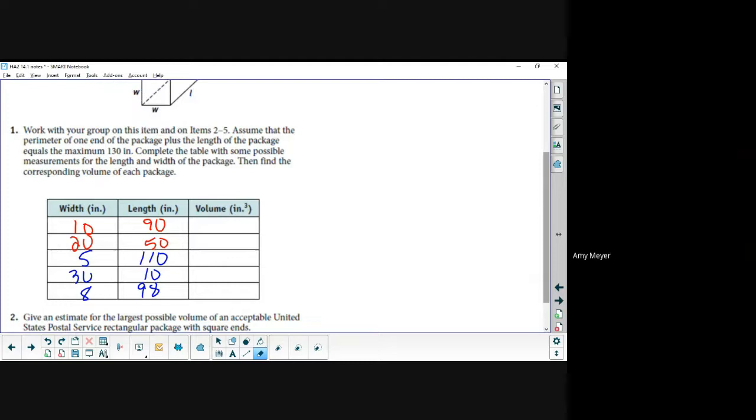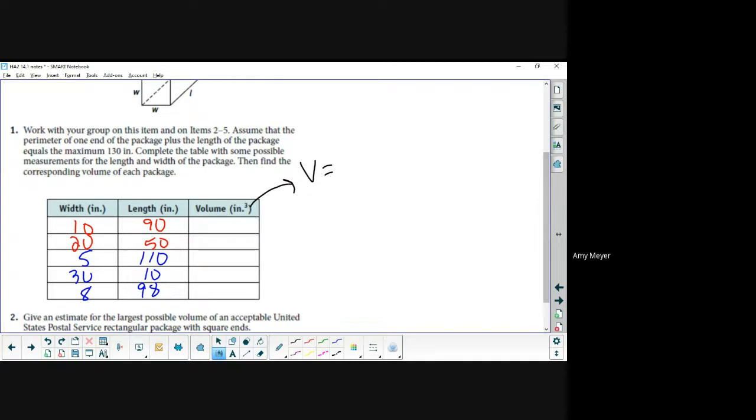Okay, so those are possible dimensions, a width and a length. Let's see what the volume of these boxes would be. How do we find volume? Is volume just width times length? That's not volume of a box. You guys have taken geometry. This is one of the easier figures to work with.